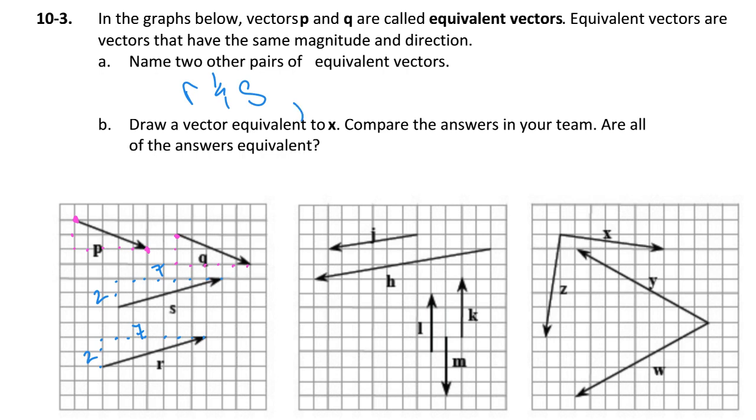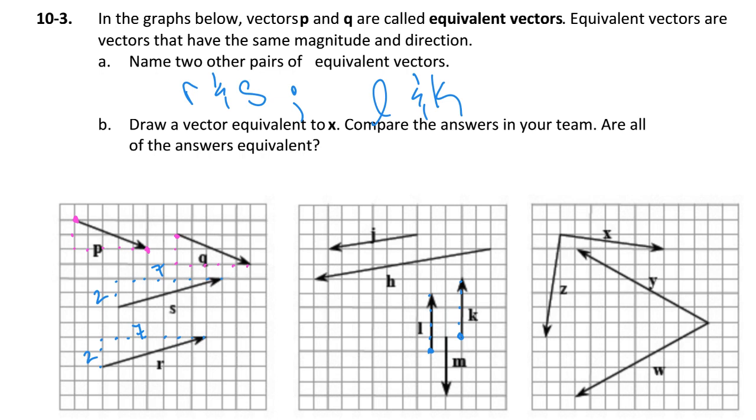And the other one, taking a look at that second grid, it looks like L and K. So I'm going straight north, 1, 2, 3, 4, and I'm going 1, 2, 3, 4 straight north. So my other set of equivalent vectors, L and K.